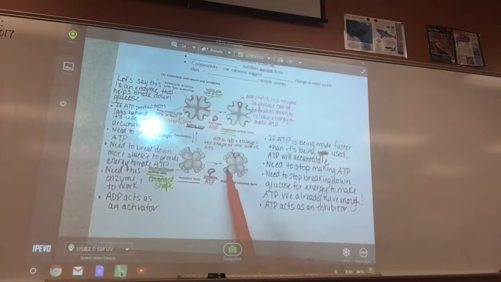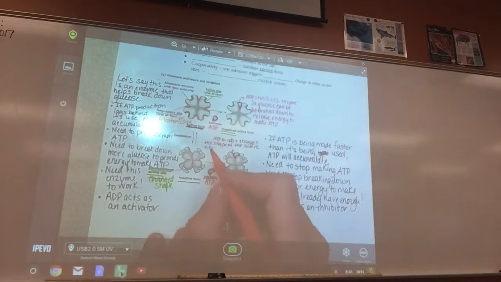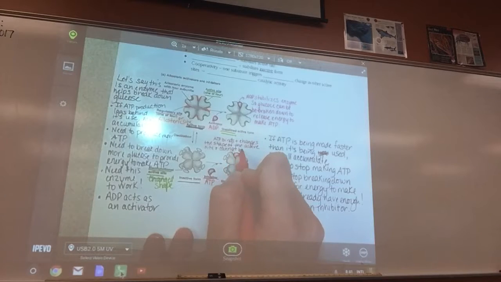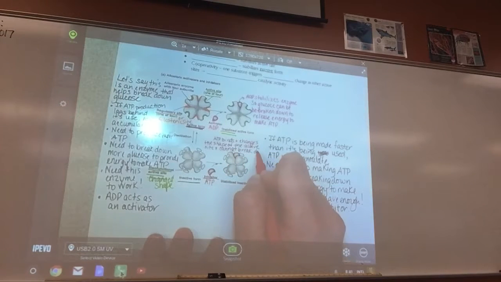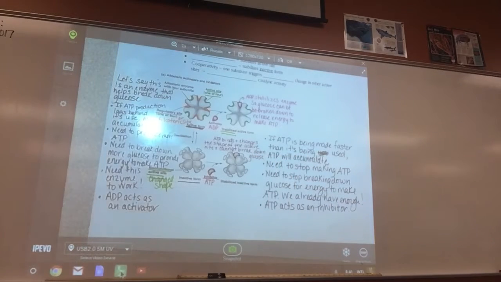So therefore, can we break down glucose? No. All right, and so I'm going to put here, and cannot break down glucose, so when you're reading it later on. And so therefore, when you have enough ATP, ATP actually shuts down its own production by making this enzyme that's used to break down glucose in the inactive form, and so therefore it won't make any more ATP.